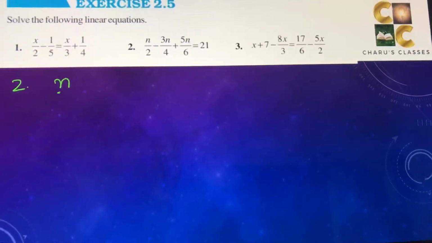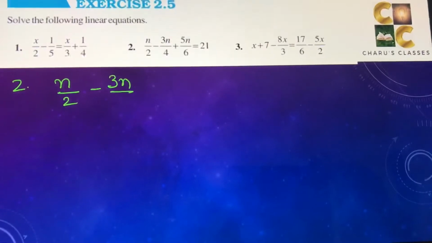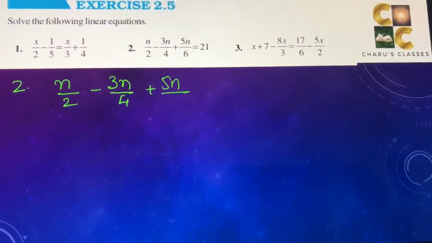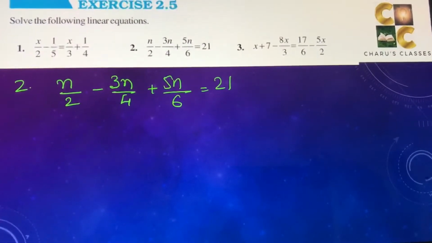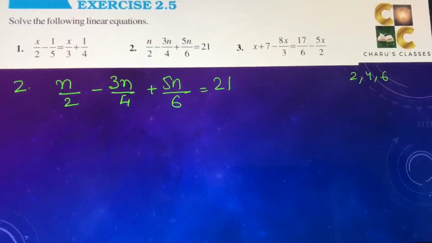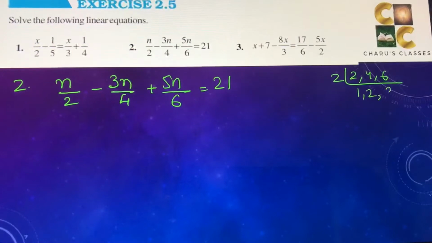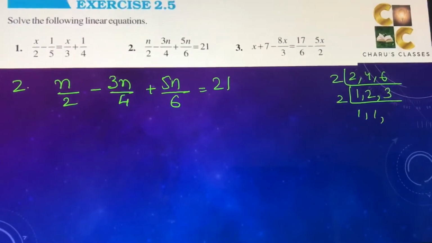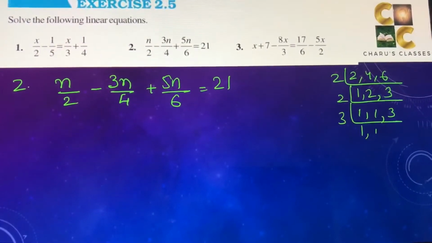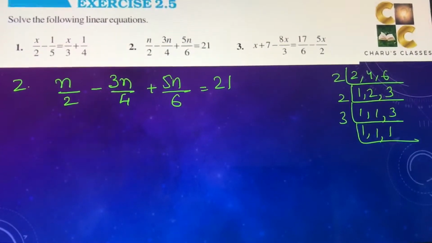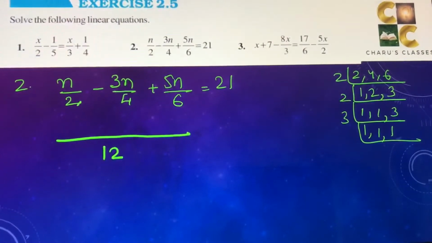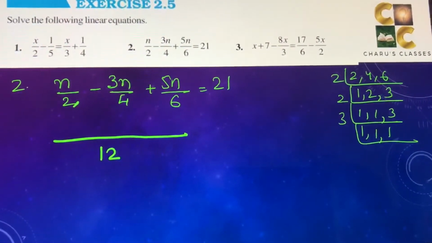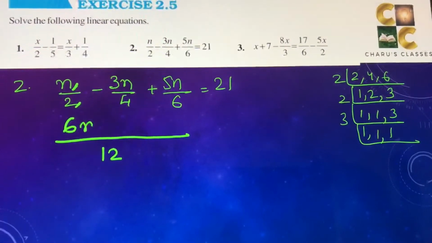Second question, n by 2 minus 3n by 4 plus 5n by 6 is equal to 21. So first thing that we are going to do is take the LCM of 2, 4 and 6. So we have 2 into 2, 4 into 3, 12. So we'll take 12 as the common denominator. 2 has to be multiplied by 6 to get 12. So n will be multiplied by 6.